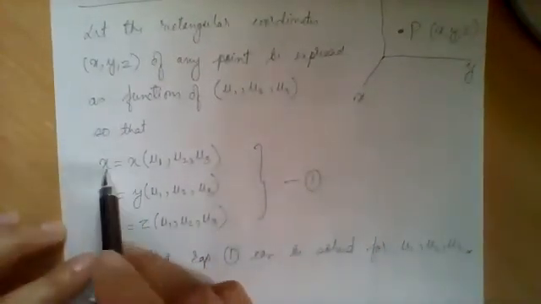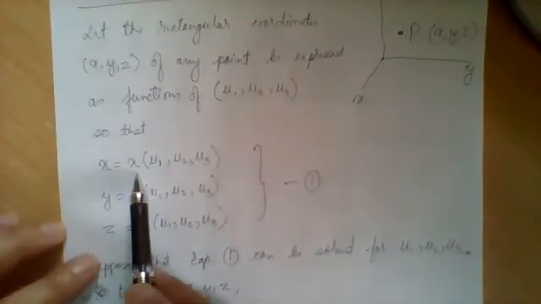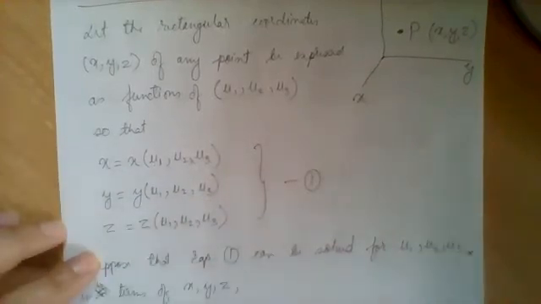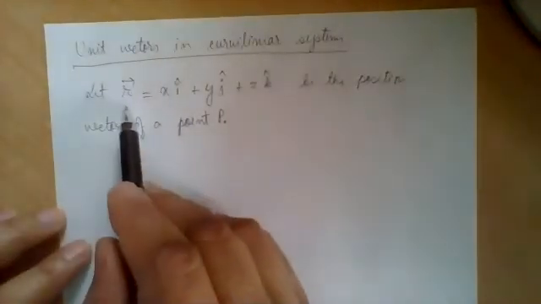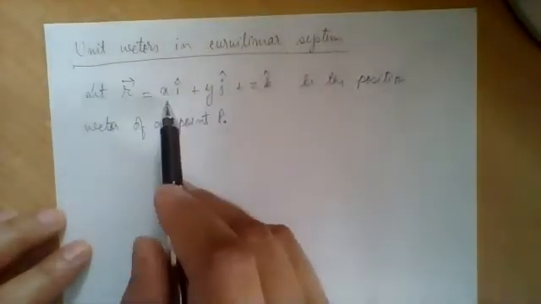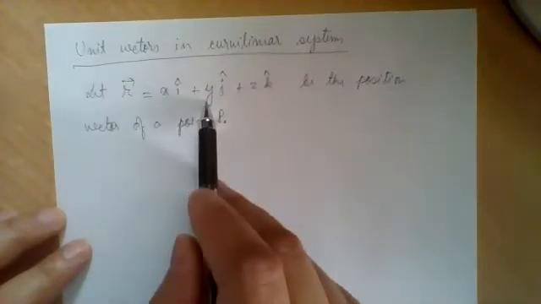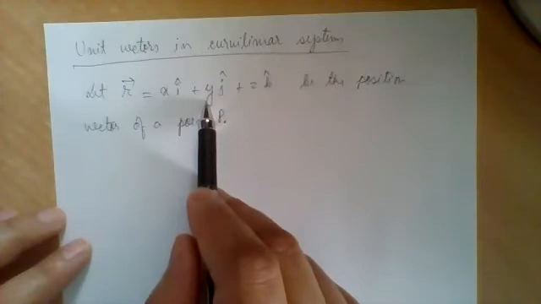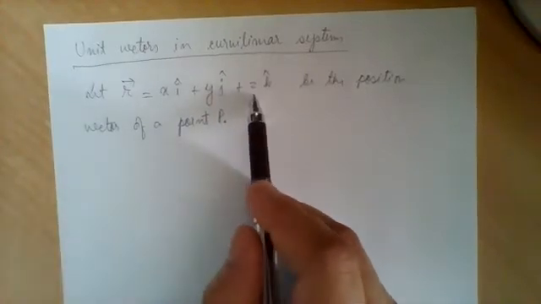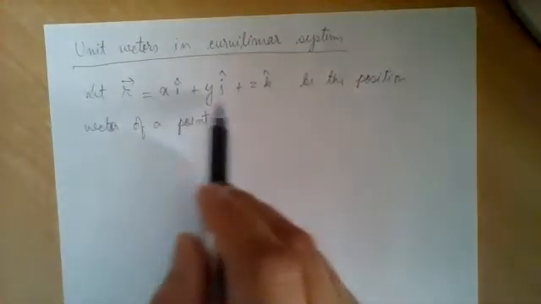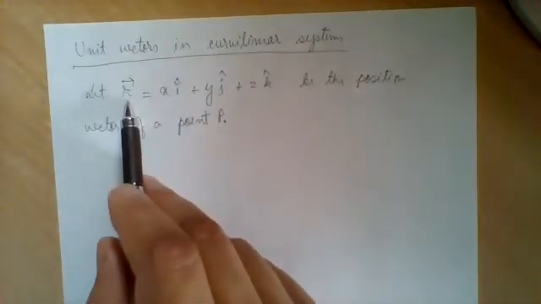We have already known from equation 1 that x, y, and z can be written as functions of u1, u2, and u3. Since r depends upon x, y, and z, x can be expressed as a function of u1, u2, u3, y can also be expressed as a function of u1, u2, u3, and z can be too. So this means r can also be expressed as a function of u1, u2, and u3.